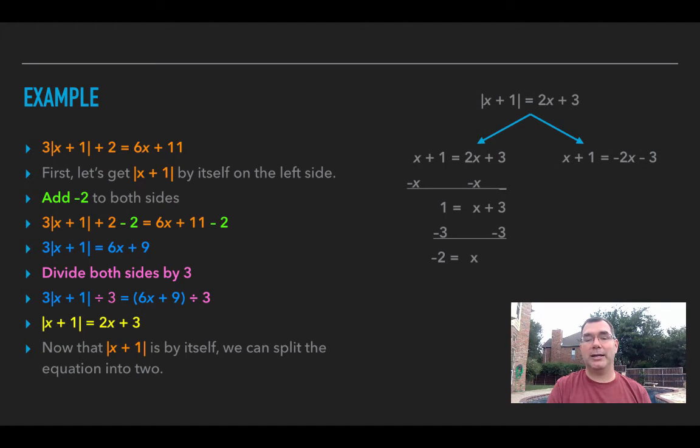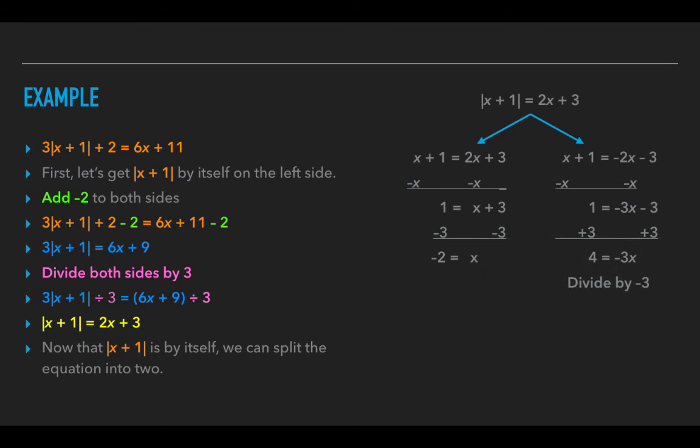Looking at the other equation, I'm going to drop the absolute values and change the sign of everything that's on the other side. So the 2x becomes negative 2x, the 3 becomes negative 3. Subtract x again, and I just get the 1, and I get negative 3x minus 3 on the other side. Add 3 to both sides, and I get 4 equals negative 3x. And if I divide by negative 3, I get x equals negative 4/3.